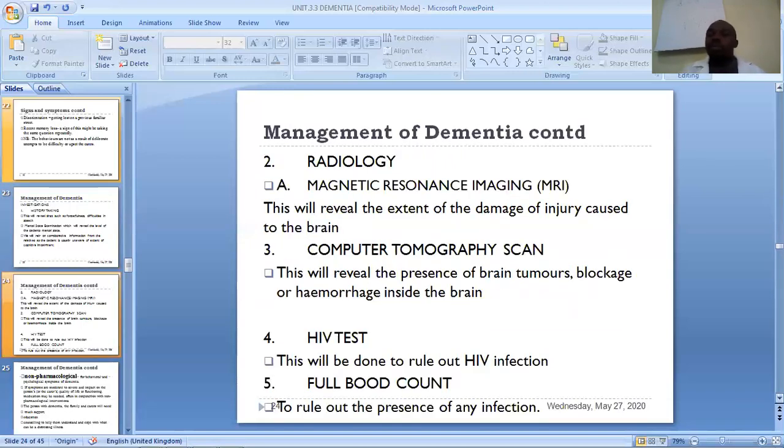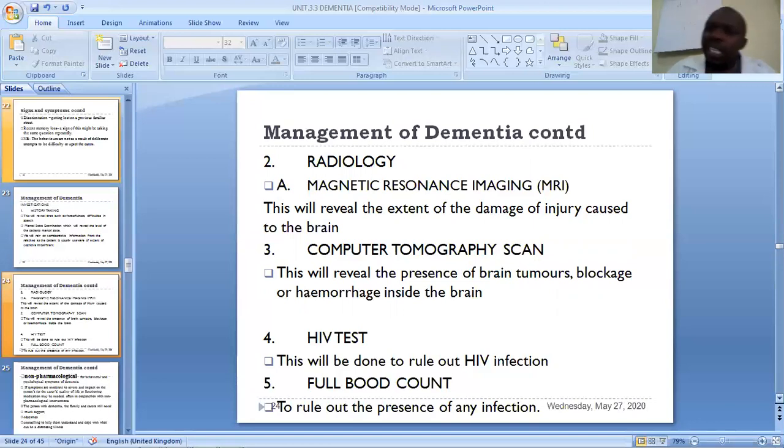Sometimes, if the cause was maybe a head injury, you can do some magnetic resonance imaging. This will reveal the extent of damage of injury either to the soft tissues or to the bones of the skull. Computer tomograph scan, abbreviated as CT scan. This will also reveal the presence of brain tumors, blockage, maybe blood clots in the blood vessels, or inside the brain, or maybe damage to any of the tissues. So the computer tomograph scan will reveal all those.